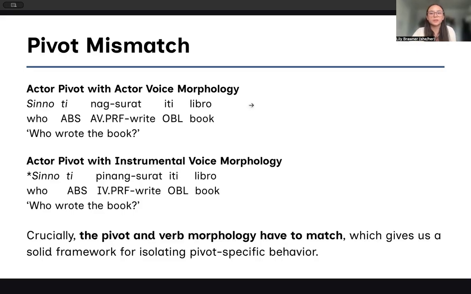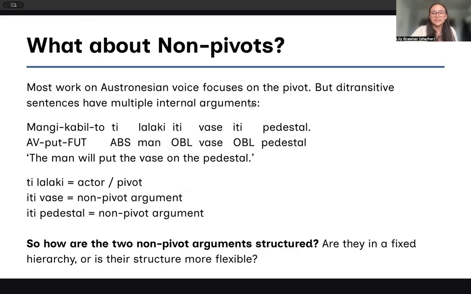And this matters methodologically. Since the pivot has special grammatical privileges, pivot behavior can obscure what's happening elsewhere in the sentence. So my project asks what we can learn by looking beyond this sort of pivot domain, specifically at the relationship between two arguments that are both non-pivots. Ditransitive sentences give us a way to do that.